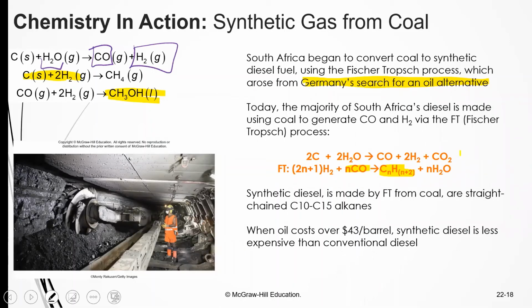And so today, the majority of South Africa's diesel is made using coal, because when oil costs go over $43 per barrel, synthetic diesel becomes less expensive than conventional diesel if we make it using this Fischer-Tropsch process. We can use this to make any type of straight chain carbons, going from carbon 10 all the way up to carbon 15s from coal. So this is an alternative instead of using oil.